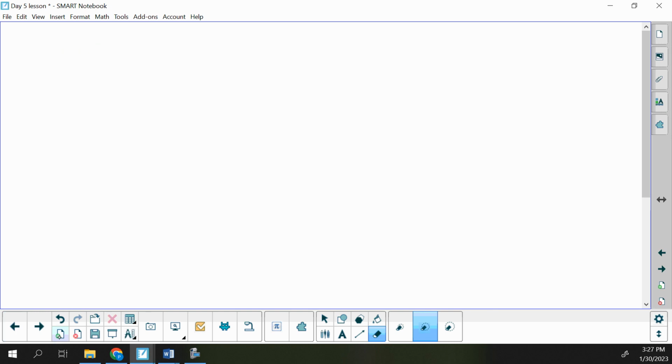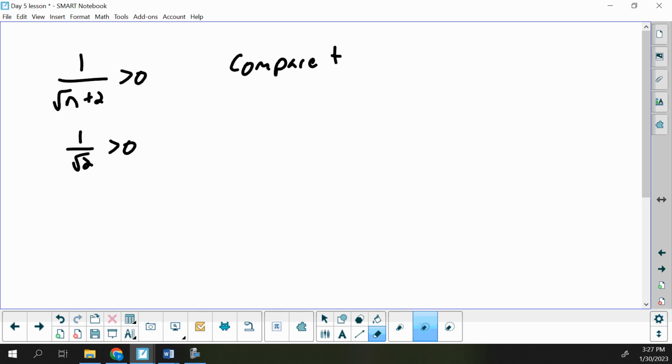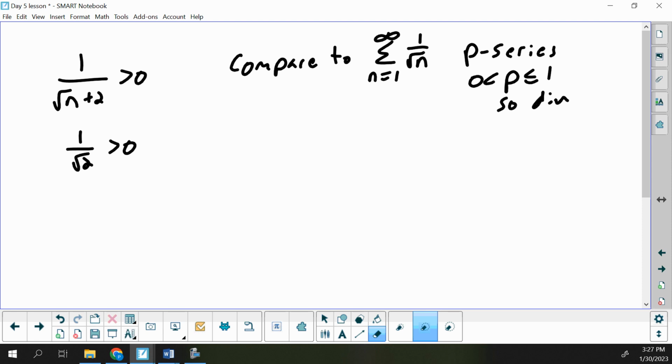So our individual terms we had, again, this is from the bottom of the previous page. You had 1 over square root of n plus 2. That is always greater than 0 when we sub in n values of 1, 2, 3, 4, and so on. Same thing with our nice one that we were doing. That was already all set. So to do limit comparison test, the full thing we would write, we would still say compared to this sum n equals 1 to infinity, 1 over square root of n, which was a p series with p greater than 0, less than or equal to 1, so diverges.